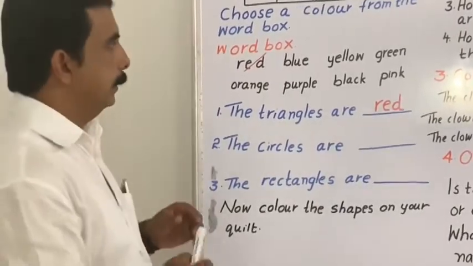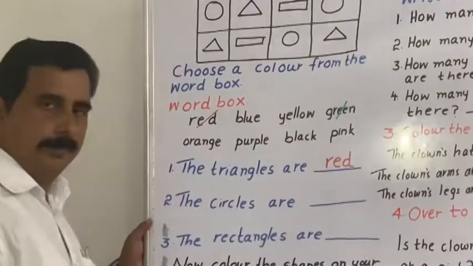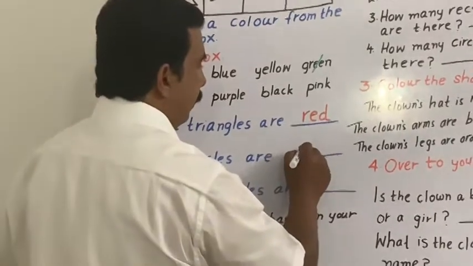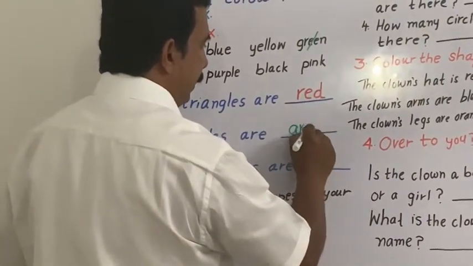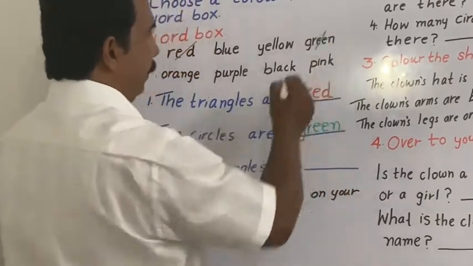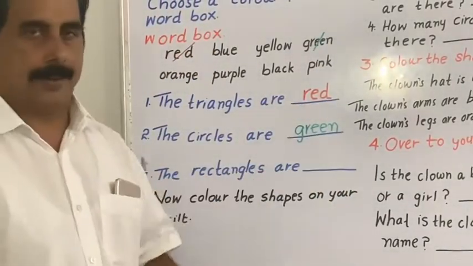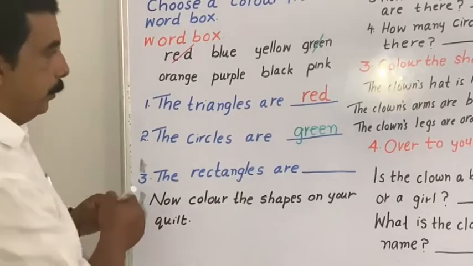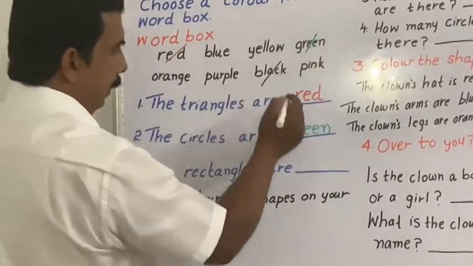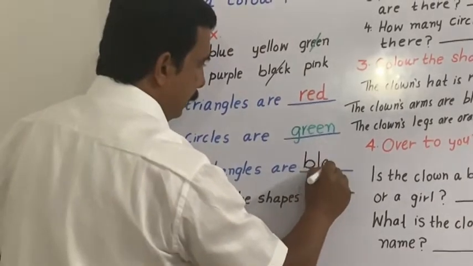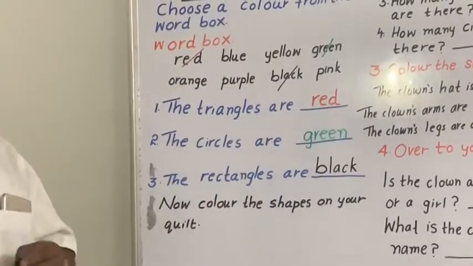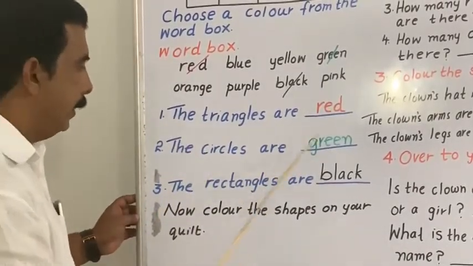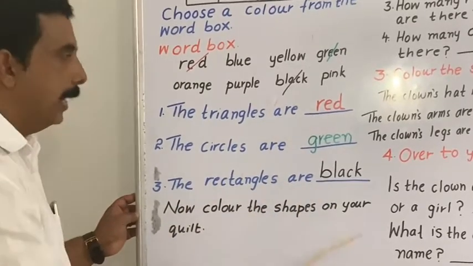Triangles are red. Now, what about the circles? I need to select green. I like to take green color. So the circles are green. Write there the spelling green, and cross it. And finally, the rectangles are, which color do you need for the rectangle? Rectangle I like black. B-L-A-C-K. Can you read it now? The triangles are red, the circles are green, the rectangles are black. So we have selected three colors.